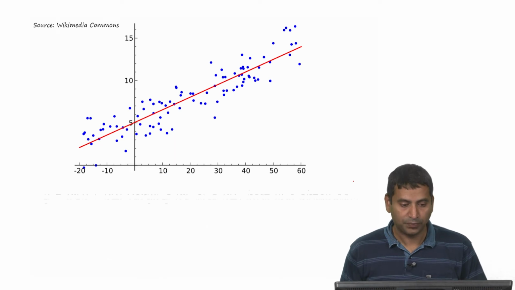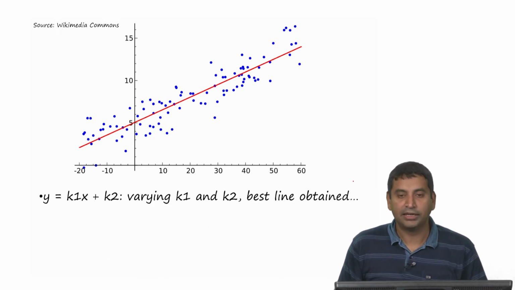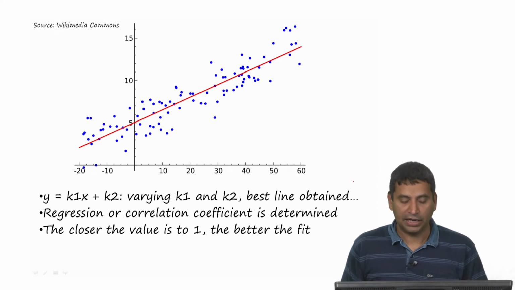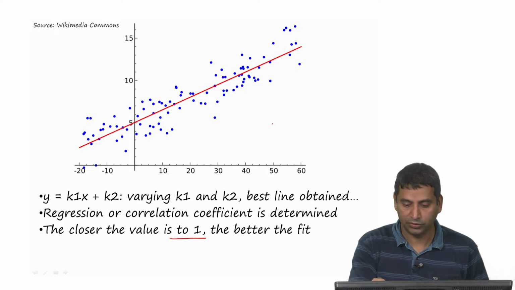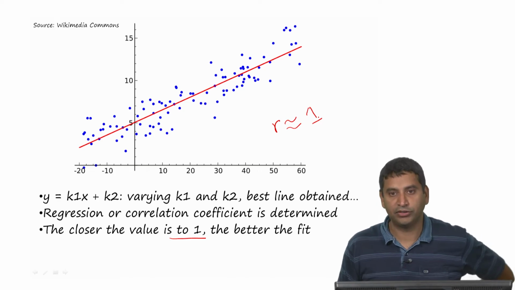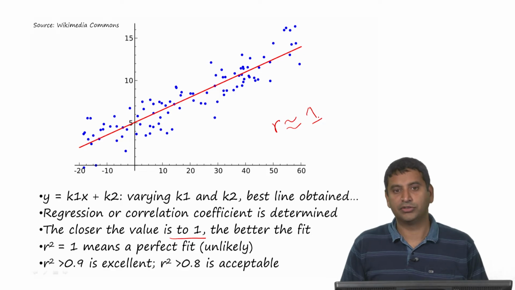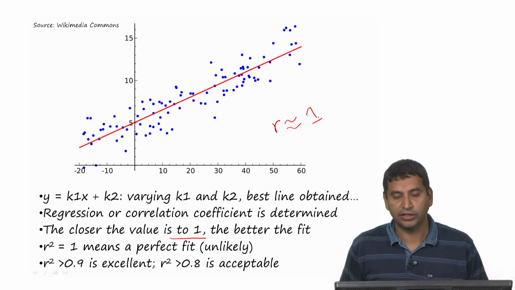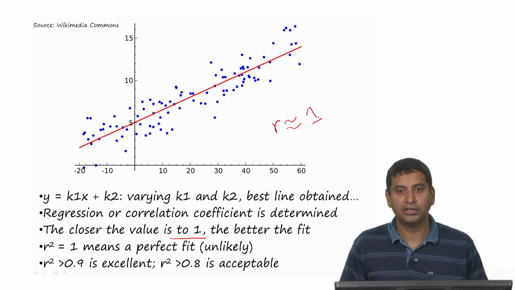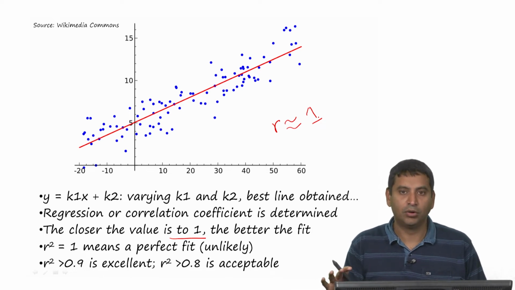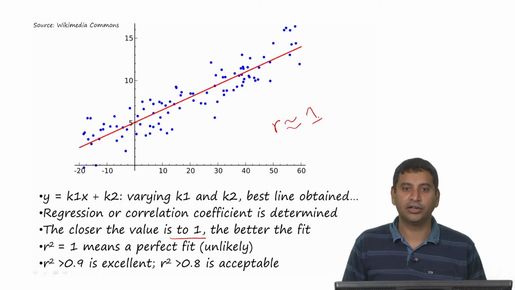Now, if we do this analysis, I can do a best fit and then determine the regression or correlation coefficient, and the closer the value is to 1, the better. So, R should ideally be 1, but rarely do you get the situation where R equals 1. So, you would probably end up getting R square, which is the square of the regression coefficient. Typically, greater than 0.9 would be considered an excellent correlation, or even greater than 0.8 is acceptable. So, this is how we obtain what is known as a linear regression coefficient.